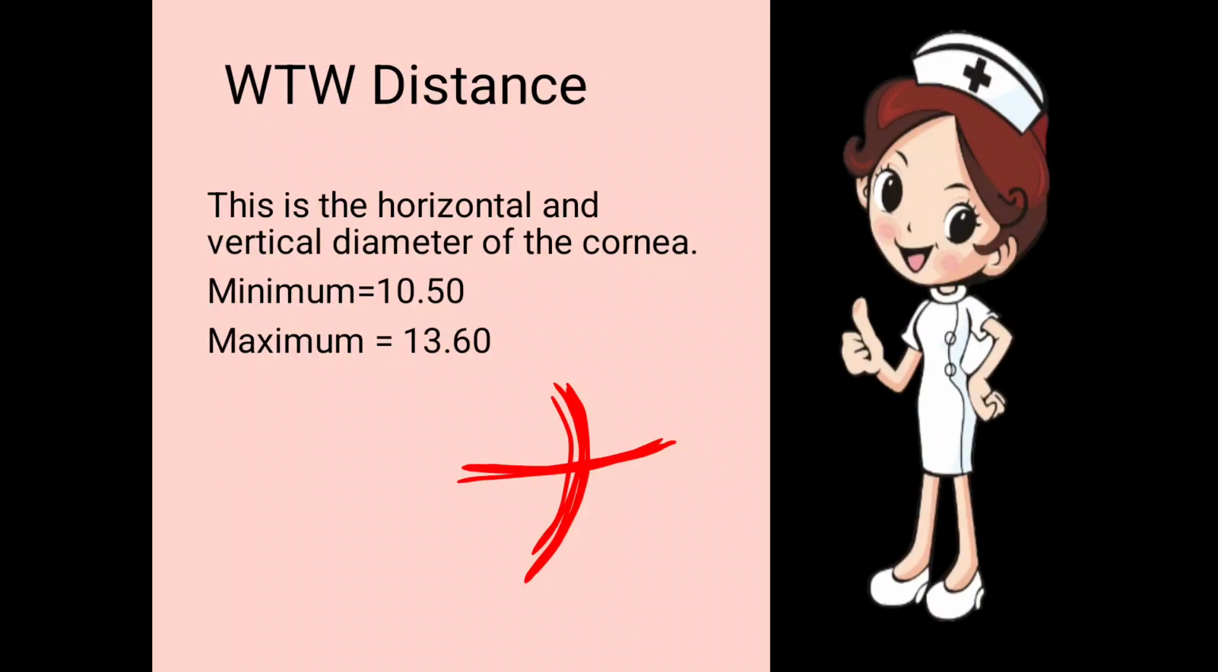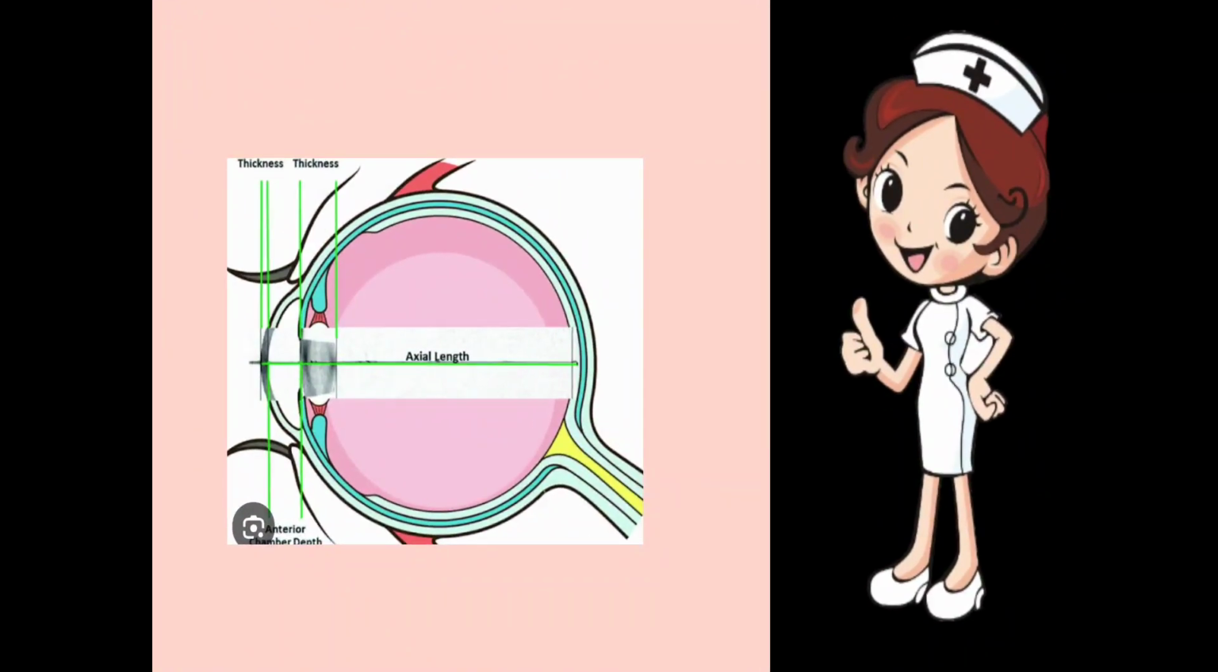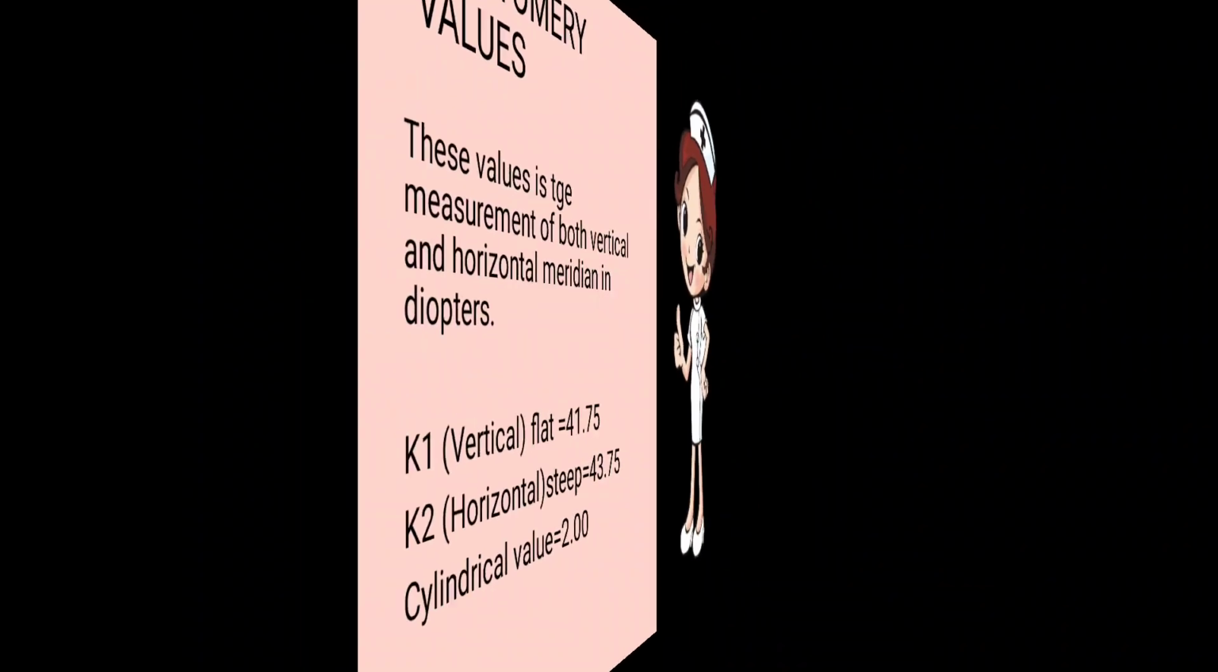Minimum it should be 10.5 and maximum it is 13.60. That is known as the white to white distance. The vertical as well as horizontal diameter of the cornea is known as white to white. This one is the cornea. So it's vertical as well as horizontal if we look in a 3D position.